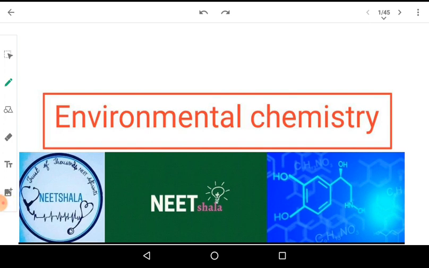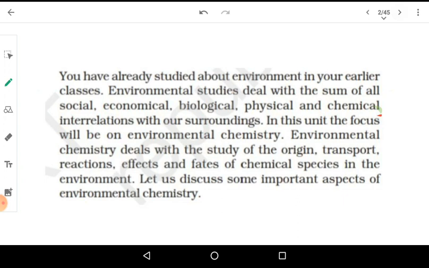In this lecture, we will be discussing the chapter Environmental Chemistry from the point of view of NCERT and also for the examination of NEET. So let's get started with the chapter Environmental Chemistry.